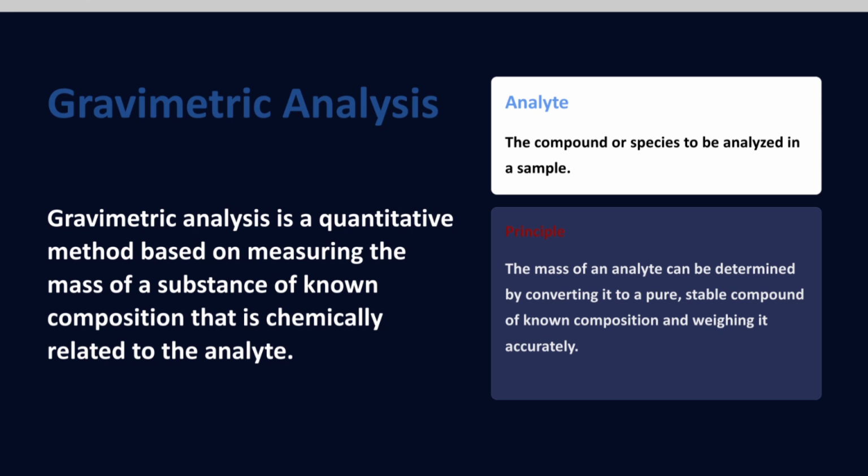Gravimetric analysis is a quantitative method based on measuring the mass of a substance of known composition that is chemically related to the analyte, where the analyte is a compound or species to be analyzed in a sample. The principle is very simple: the mass of an analyte can be determined by converting it to a pure, stable compound of known composition and weighing it accurately. Here, the conversion into the pure stable compound is a must.